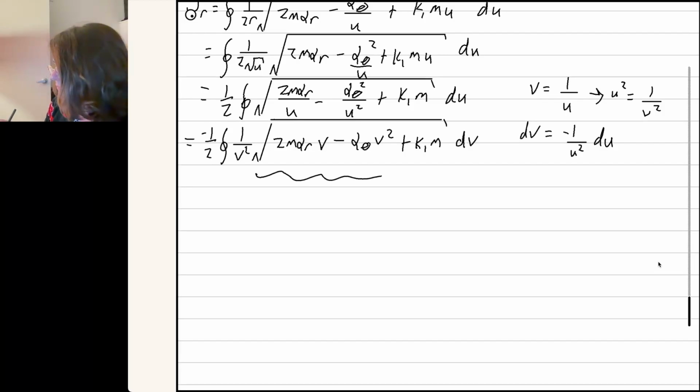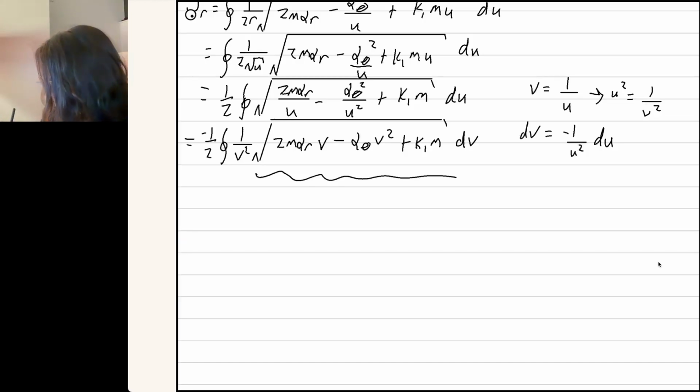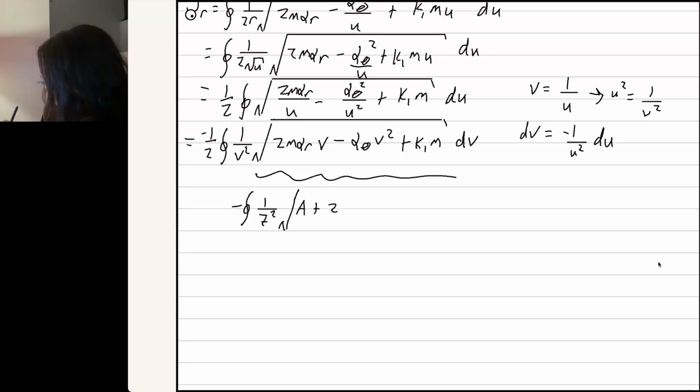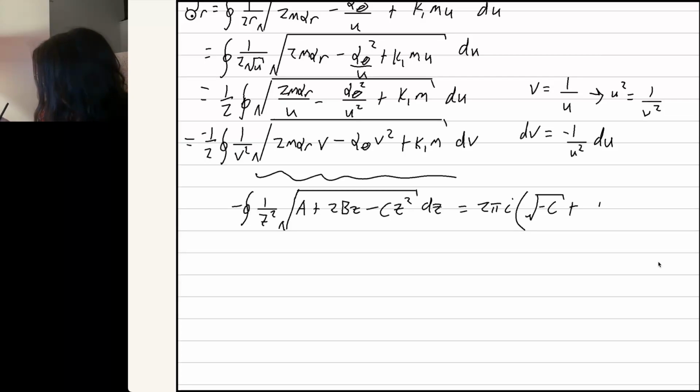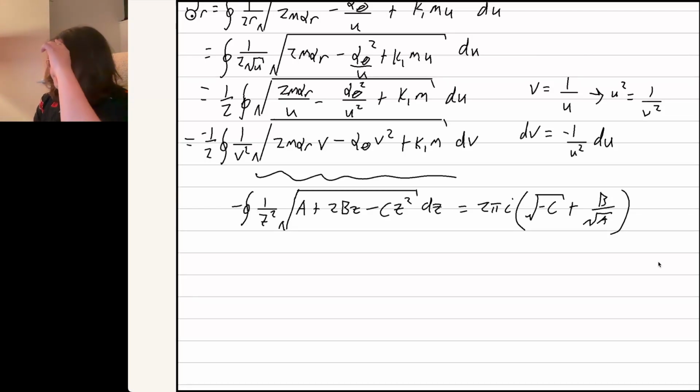This is the integral. This is of the same form as Goldstein quotes in the book, where he has a closed loop integral of minus 1 over z squared times, under the radicand, a plus 2bz minus cz squared, dz, which is going to be equal to 2 pi i times the square root of negative c plus b over root a. Every time. It doesn't matter what the bounds are.